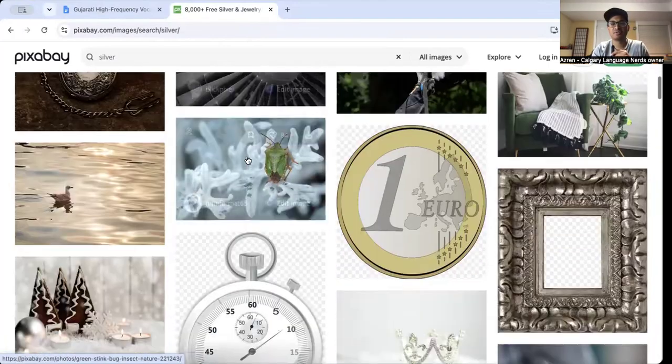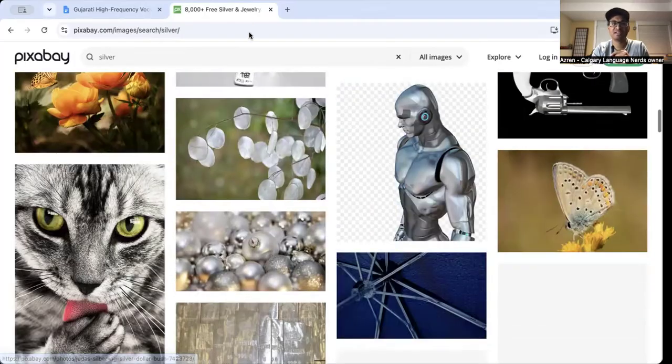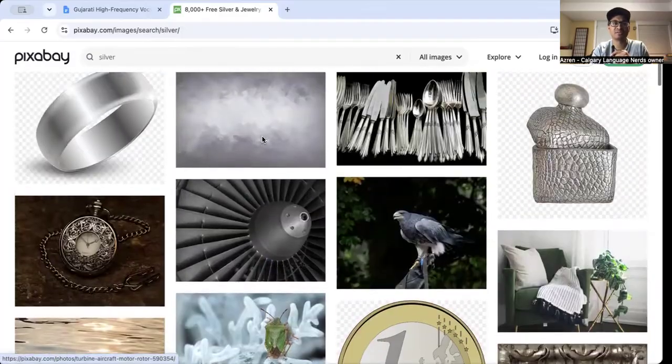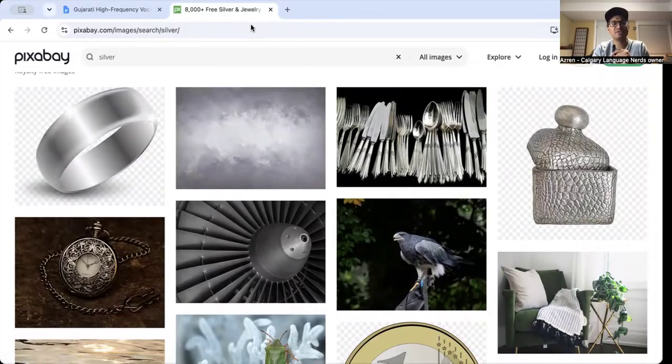I actually don't like these pictures very much. That's okay. Can I find a nice? Not really. That's too bad. Okay, we'll just scroll up here. Let's look at this one. A silver ring. Silver શું છે ગુજરાતીમાં? ચાંદી. ચાંદી.